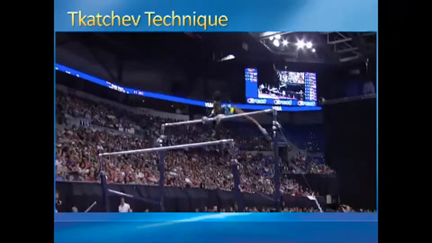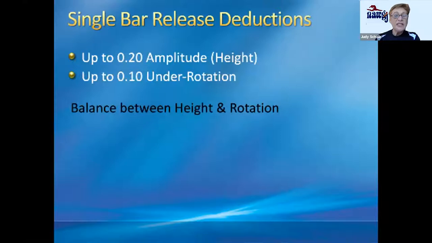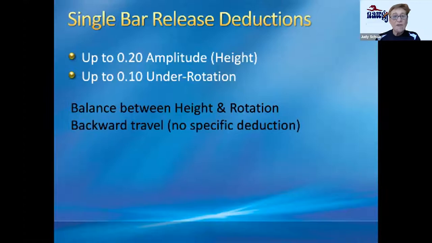Now that was pretty. So let's talk about the single bar deductions. It's up to 2/10 for height or amplitude. That's the height of the flight over the high bar. We're also looking for up to 1/10 for under rotation. There needs to be a balance between height and rotation, and the backward travel has no specific deduction, but obviously you need that if you're going to get to the other side of the bar.